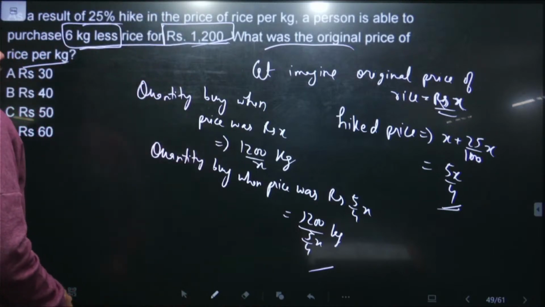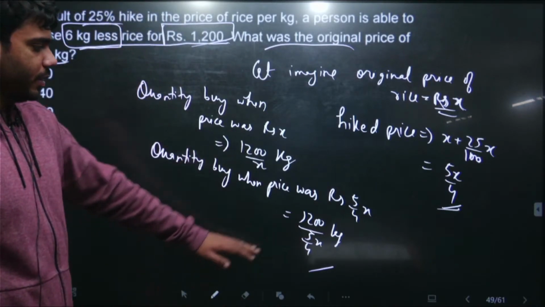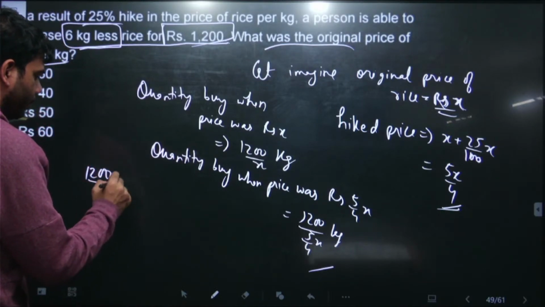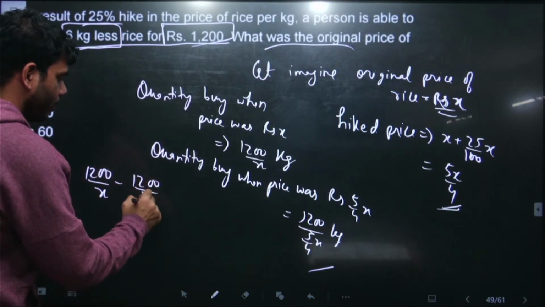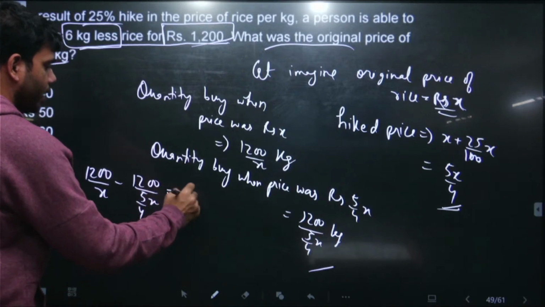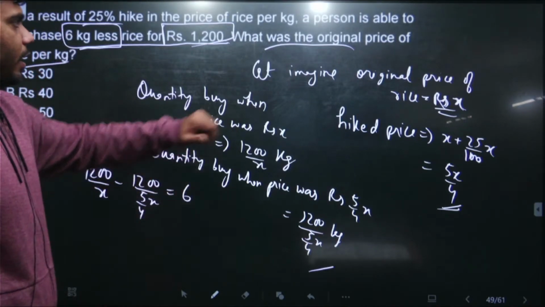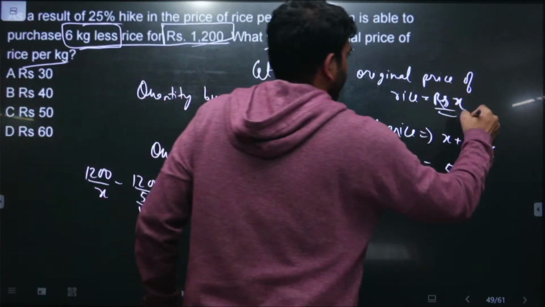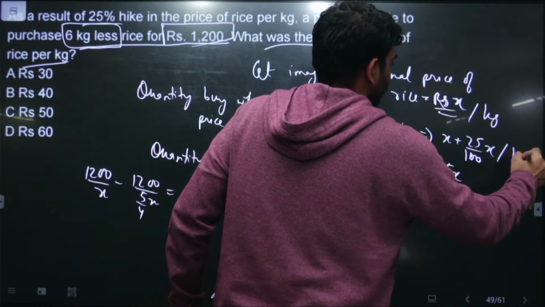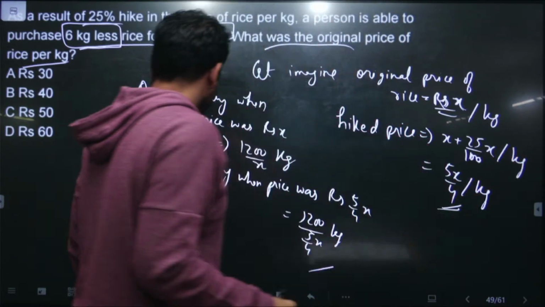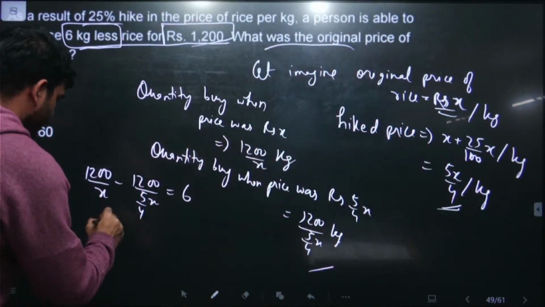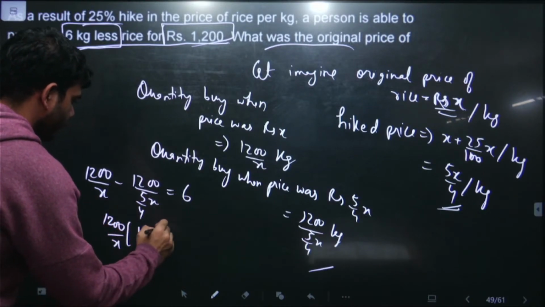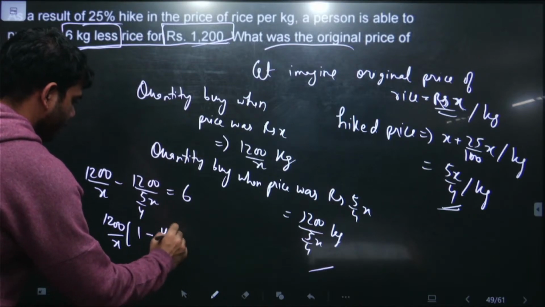And now we know कि there is a gap of 6 kg. मतलब this is 6 kg less than this. So it means 1200 upon x minus 1200 upon 5 by 4x is 6. बस अब इसमें से हमको x की वैल्यू निकालनी है. The original price of rice was rupees x per kg, ये per kg price है. So it is coming out to be 1200 by x into 1 minus 4 by 5 is 6.